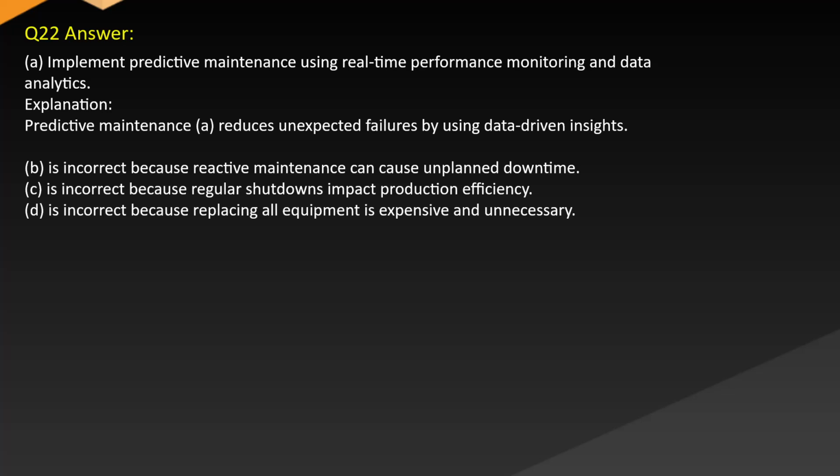Answer: A. Implement predictive maintenance using real-time performance monitoring and data analytics. Explanation: predictive maintenance reduces unexpected failures by using data-driven insights. B is incorrect because reactive maintenance can cause unplanned downtime. C is incorrect because regular shutdowns impact production efficiency. D is incorrect because replacing all equipment is expensive and unnecessary.